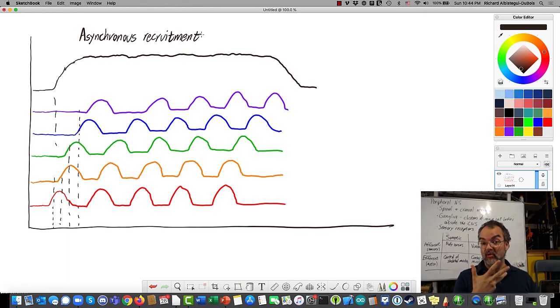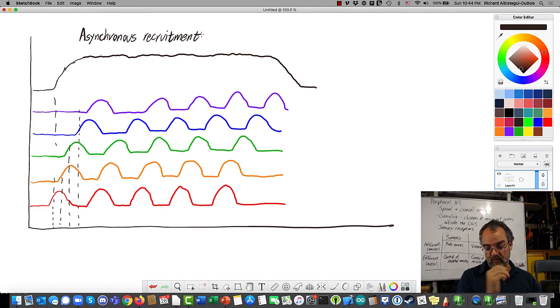One, bring in more motor units. So maybe at the same time red is going, we've also got pink. And at the same time orange is going, we've also got chartreuse. Just whatever you want to call it. But more motor units adding to this would generate more force.